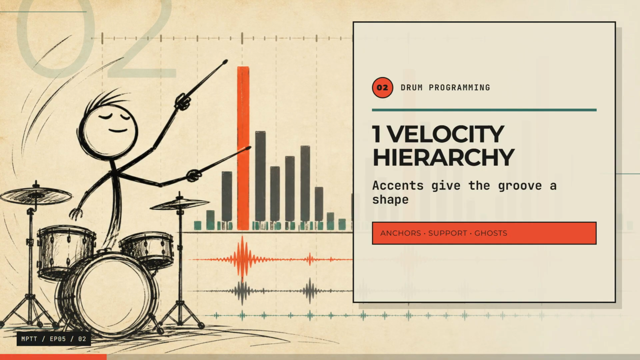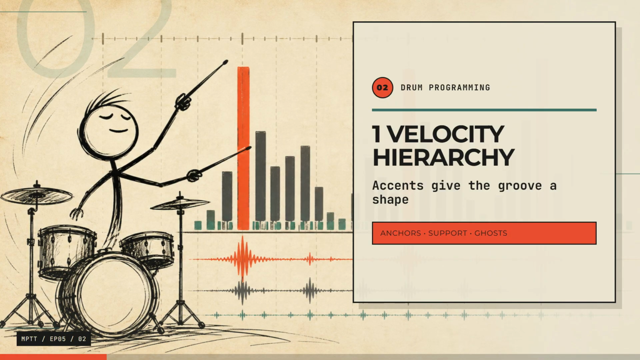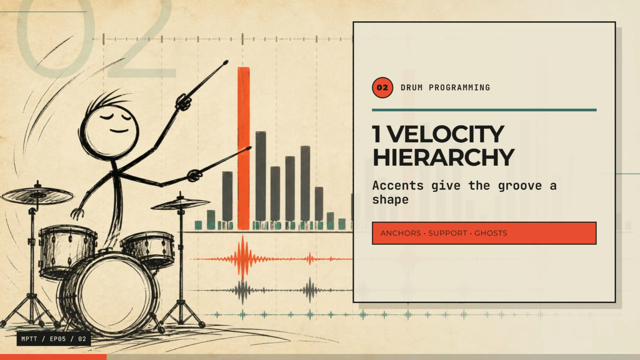You might begin with anchors around 110 to 127, supporting hits around 75 to 105, and ghost notes lower than that. Those numbers are examples, not laws. Use them to create separation, then listen. Avoid adding random velocity to everything and calling it human. Randomness can erase the accent pattern.